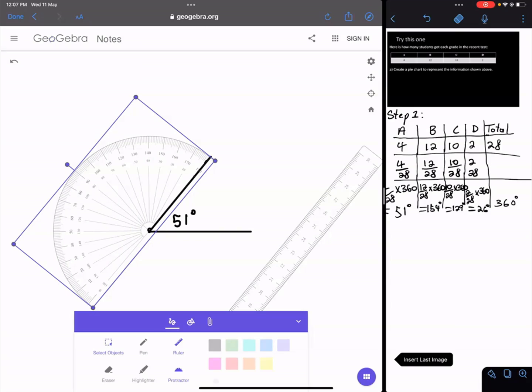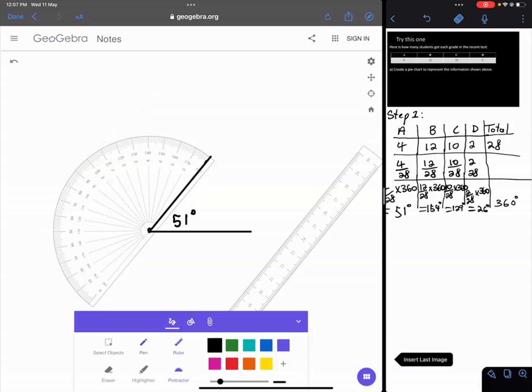Ensure the protractor is on the center. And then now we're going to find 154. So going around in an anti-clockwise position, we find 150 being here. So 154 is nearby. 154 would be right here. Alright, so we're going to draw a straight line.